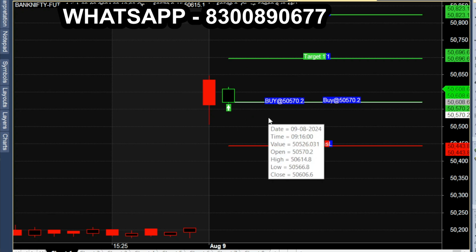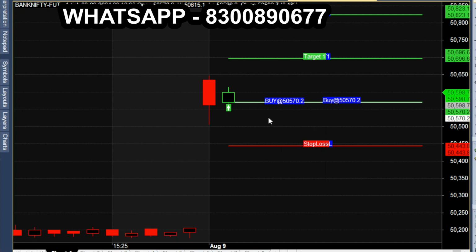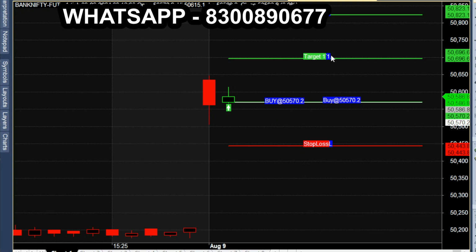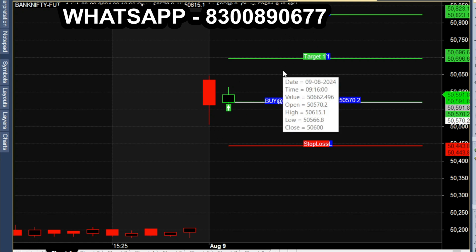In Bank Nifty future, in 1 minute of market open, 9:16 AM, the buy call came at 50,570. That straight white line from the green candle is our entry point line. Above lines are the first target and second target lines. The red color line below is the stop loss line. First target is 50,696, a 125 point first target.